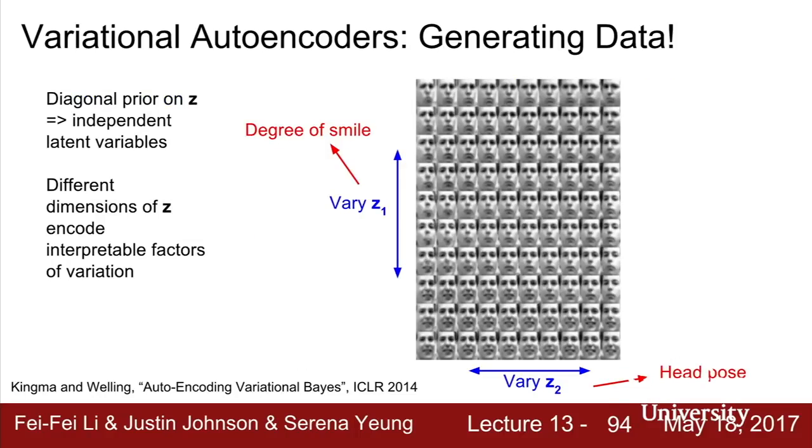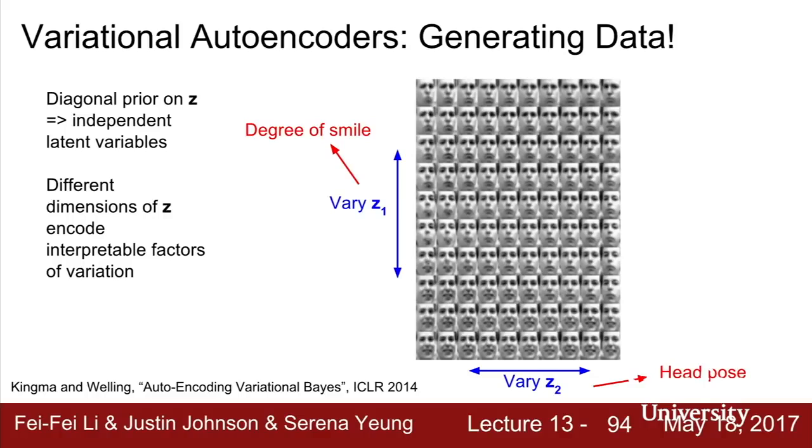And because our prior on Z was diagonal, so we chose this in order to encourage these to be independent latent variables that can then encode interpretable factors of variation, right? So because of this, now we'll have different dimensions of Z encoding different interpretable factors of variation. So in this example trained now on faces, we'll see that as we vary Z1, going up and down, you'll see the amount of smile changing, right?